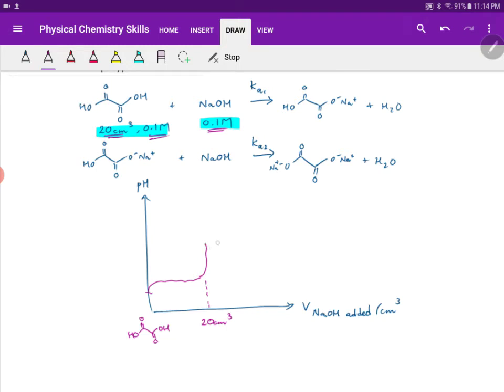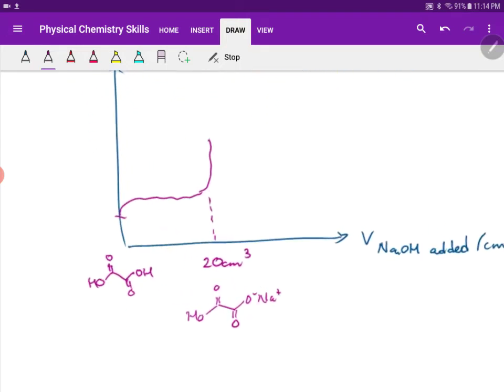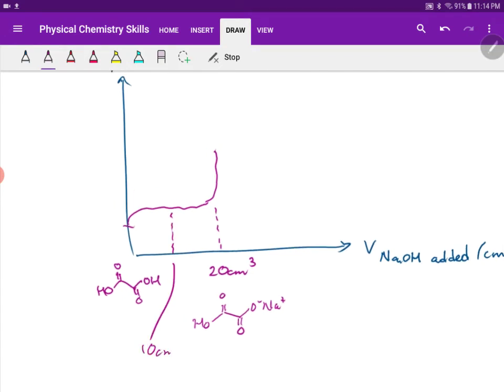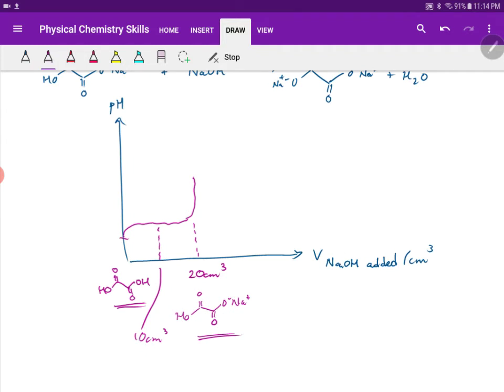So it will spike up first, and at this point I would end up with the first product here. What you realize is that at this point of 10 cm³, there is an equal amount of ethane dioic acid and its first conjugate base. And so this is our maximum buffering capacity, where the pH is equal to pKa1. Then it will shoot up, flatten again, and shoot up a second time.